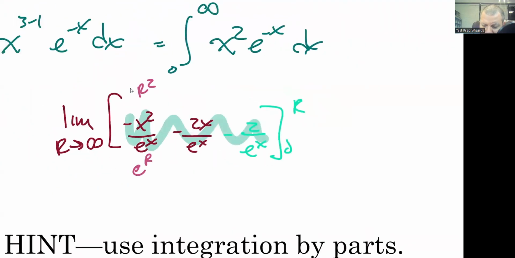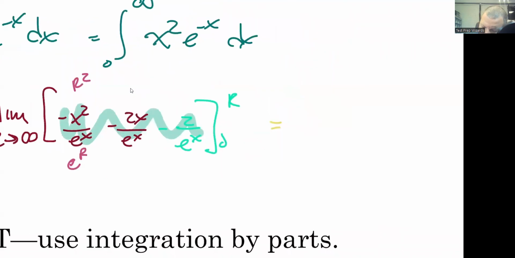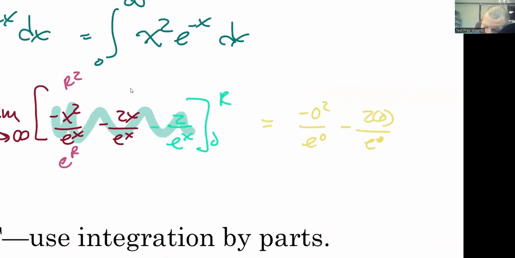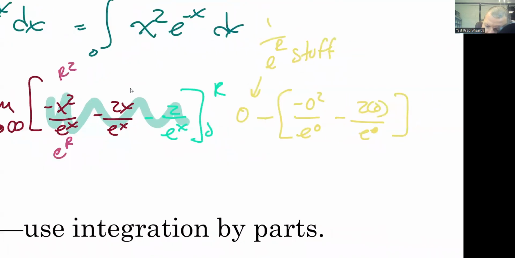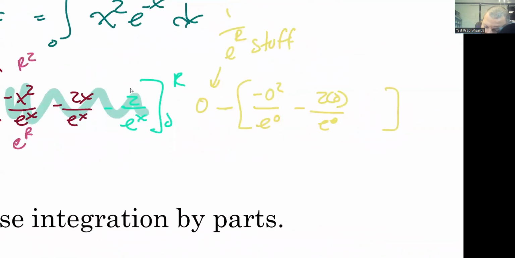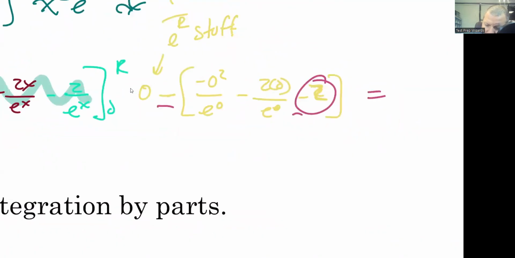The only thing that lives on is going to be, we're going to get a negative 0 squared over e to the 0, boring. So all of our e to the r stuff was 0 minus. And then we're going to have our minus 2 over e to the 0. So we just get a minus 2 at the end. The only thing that lives on here is this term. We have minus 2, so this is going to be 2.